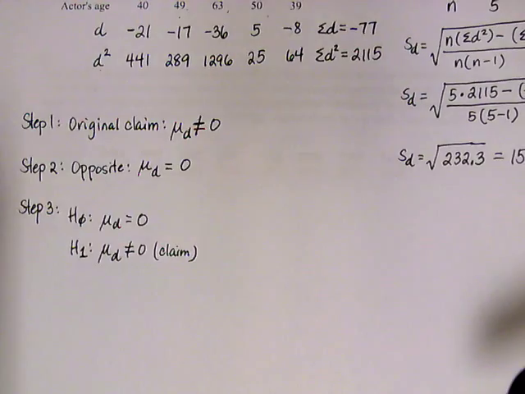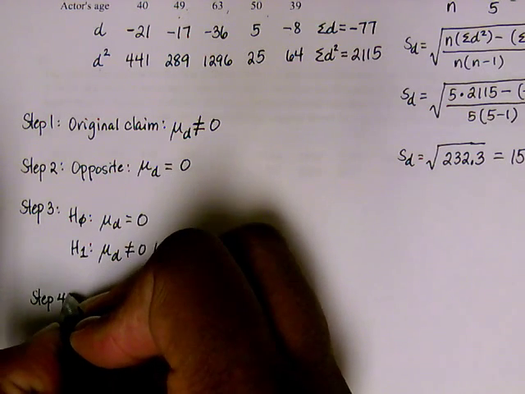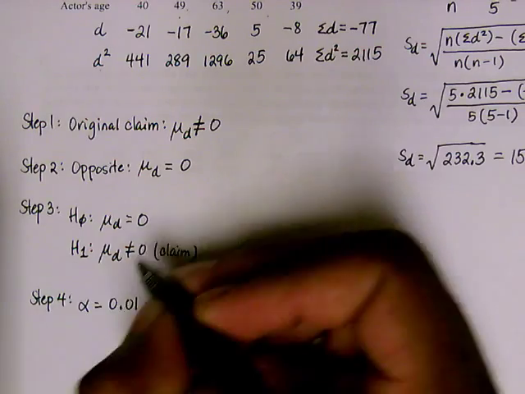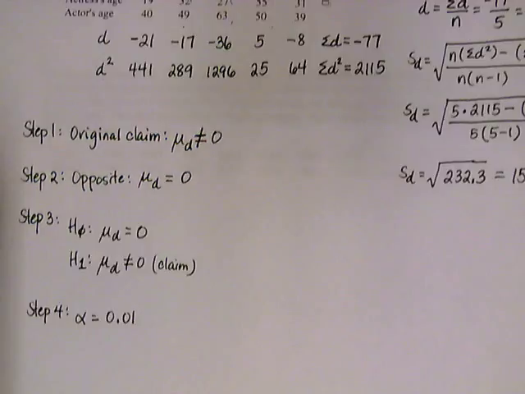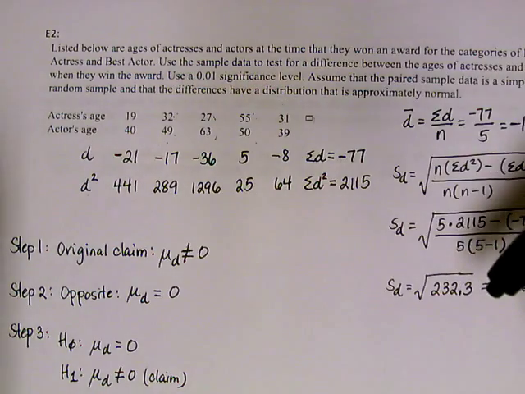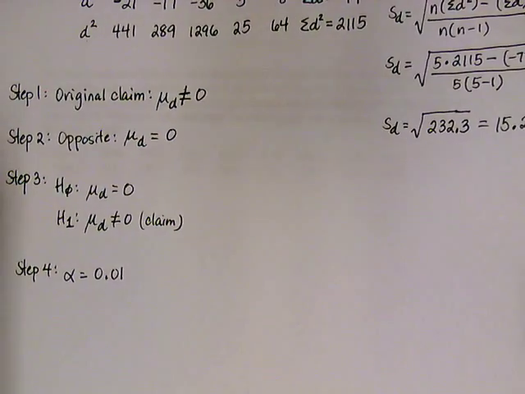Now step number 4 is the level of significance, or the alpha level. In this case, we're told to use a 0.01 significance level. So your alpha level here in step 4 is 0.01.